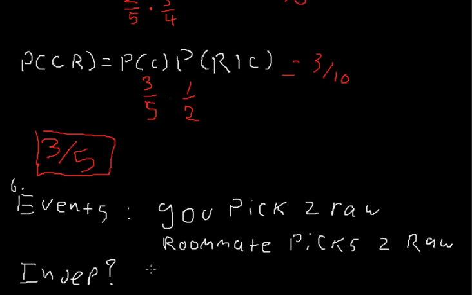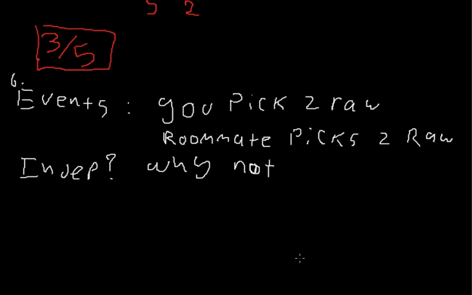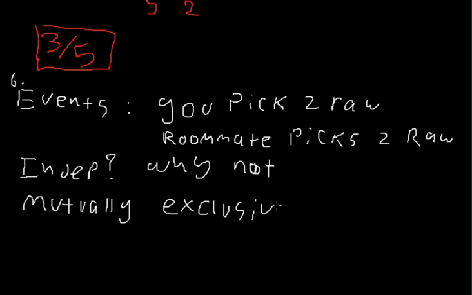Well, if you pick 2 raw eggs, then there are none left for your roommate to pick. And if someone tells you after the fact that your roommate picked 2 raw ones, you know you cannot have picked them. They are in fact mutually exclusive. And if events are mutually exclusive, they cannot be independent, because mutually exclusive means they can't both happen. So that means if I know that one of them happened, I know the other one didn't happen.